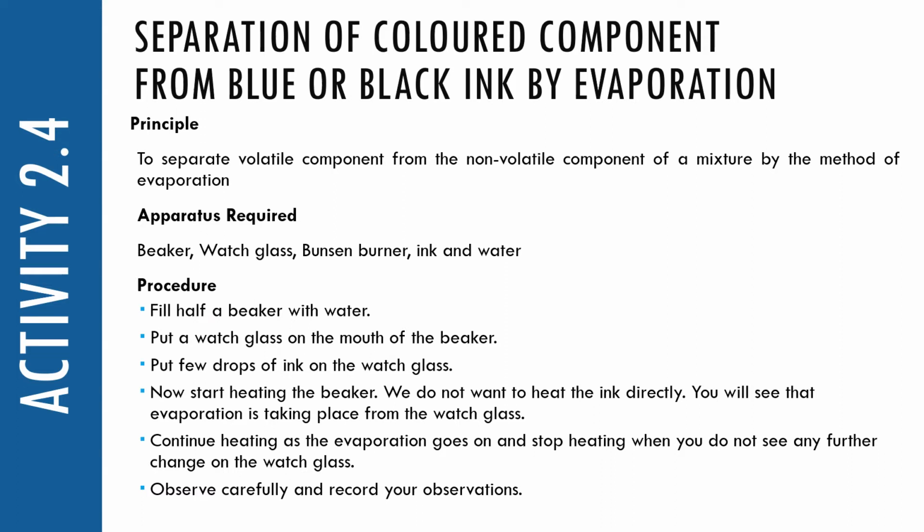What are the apparatus required for this activity? Beaker, watch glass, Bunsen burner, ink and water. Procedure: fill half a beaker with water. Put a watch glass in the mouth of the beaker. Put a few drops of ink on the watch glass. Now start heating the beaker. We do not want to heat the ink directly. You will see that evaporation is taking place from the watch glass. Continue heating as the evaporation goes on and stop heating when you do not see any further change on the watch glass.